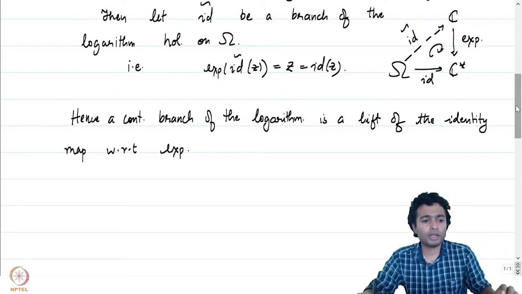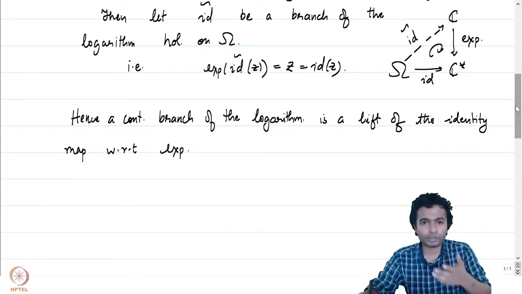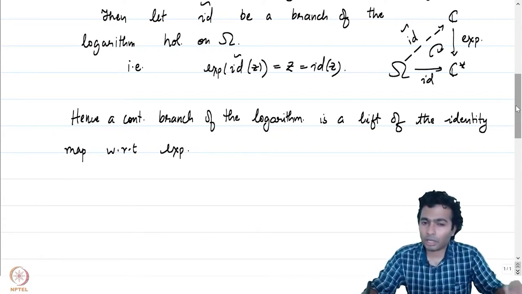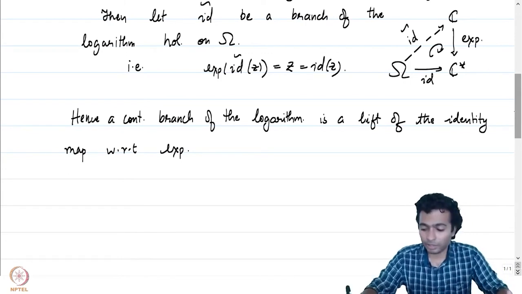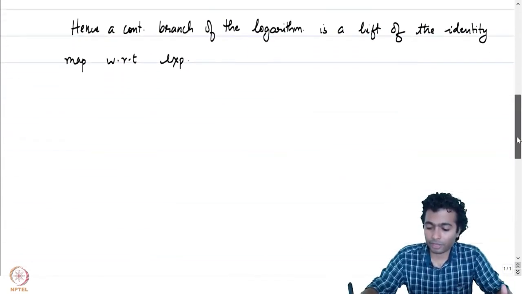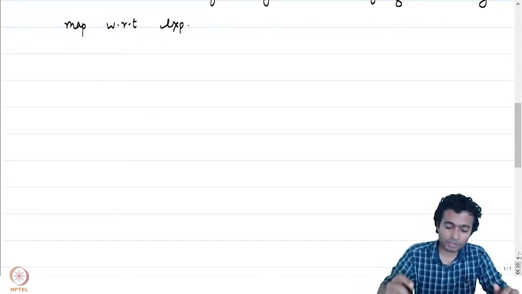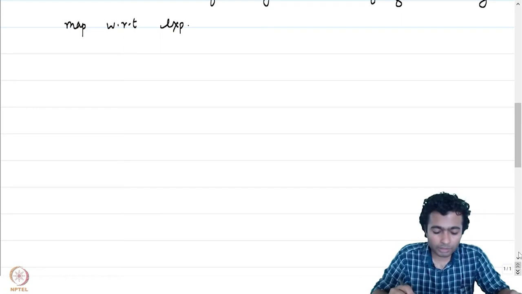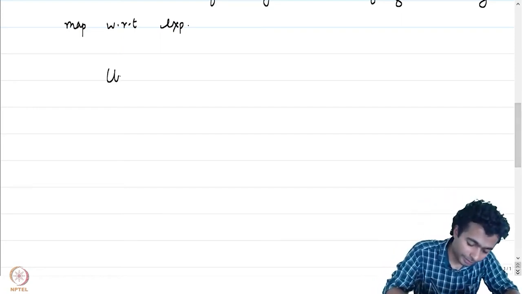And if f is a lift of the identity, if it is a branch of the logarithm, then f plus 2 pi i k for some fixed k is going to be another branch of the logarithm. So, we certainly know that these lifts cannot be unique. For every k in the integers, we are able to get hold of one such lift, right? But nevertheless, we still can say something about uniqueness of such lifts, which is going to be the content of the next theorem. Let me just write it down as a theorem.